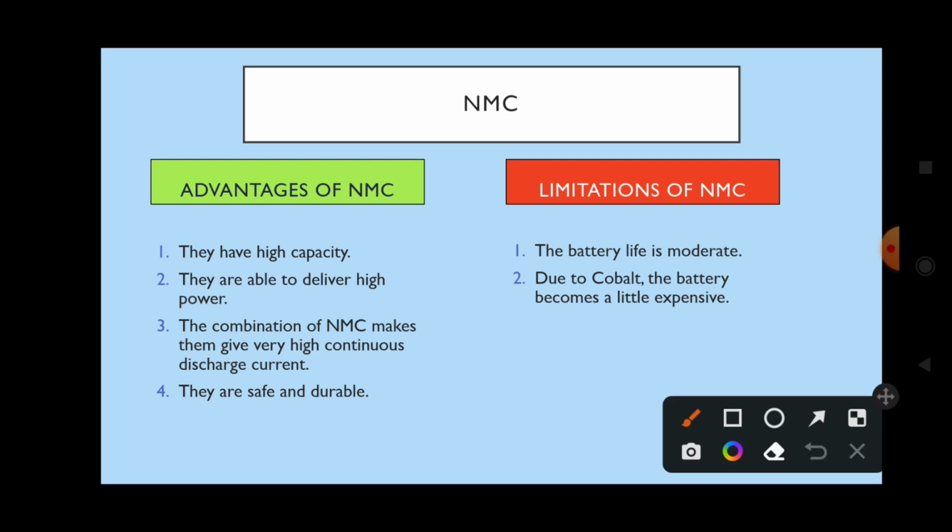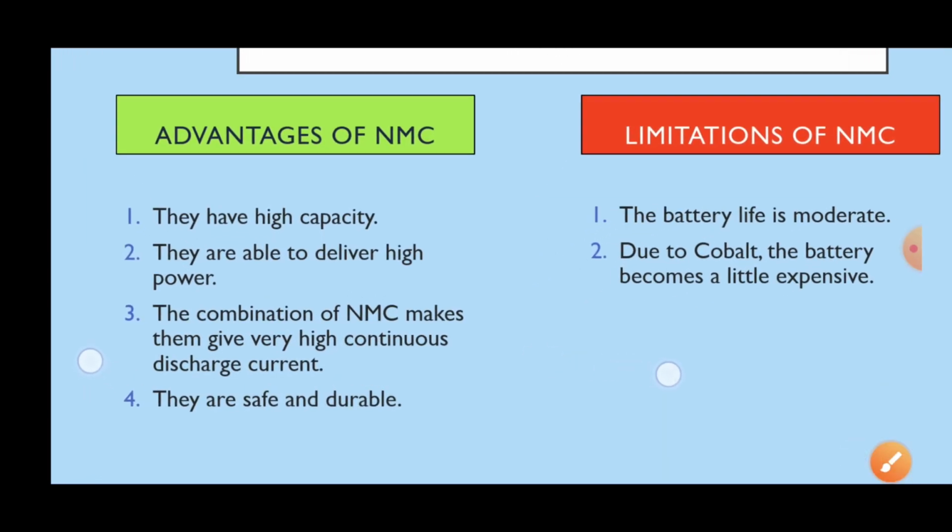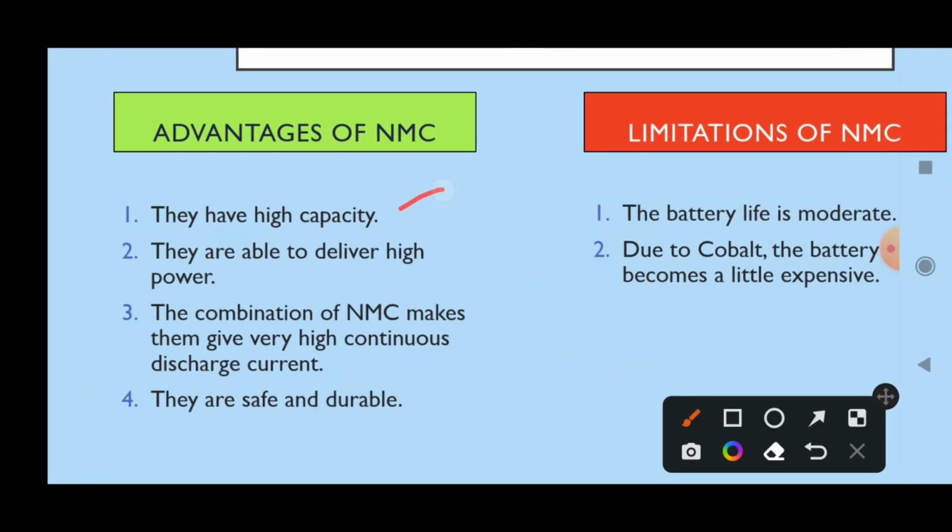Now, NMC advantages and limitations. NMC has high capacity, that is the amount of energy stored. They are able to deliver high power. The combination of NMC, the mixture in the cathode, makes them give very high continuous discharge current. They are also safe and durable.